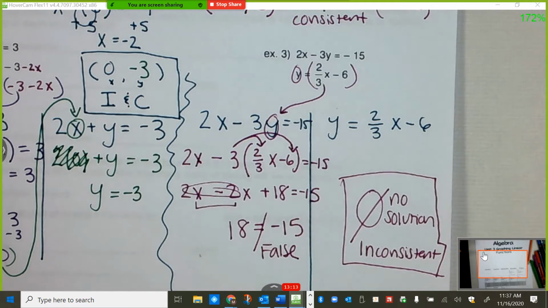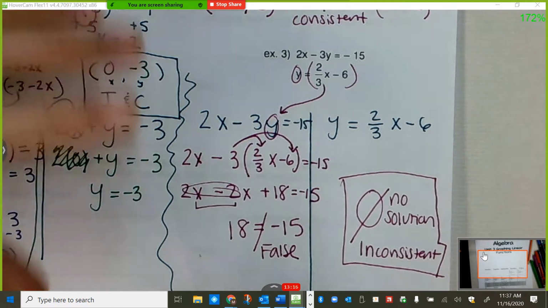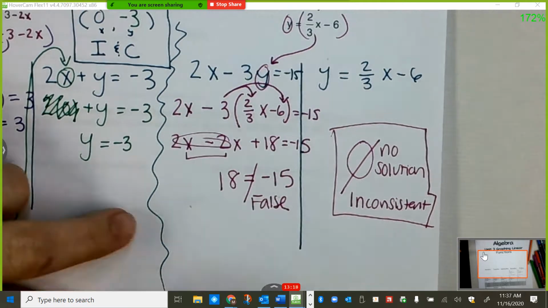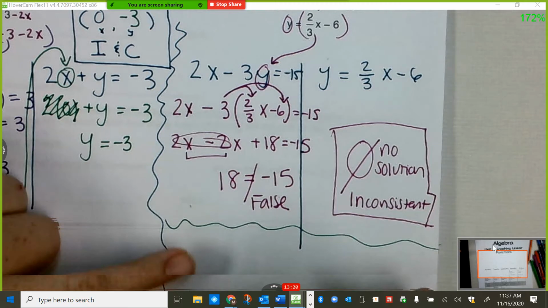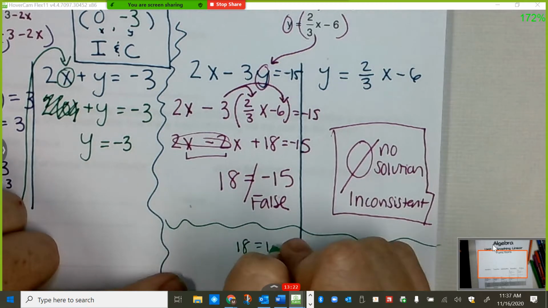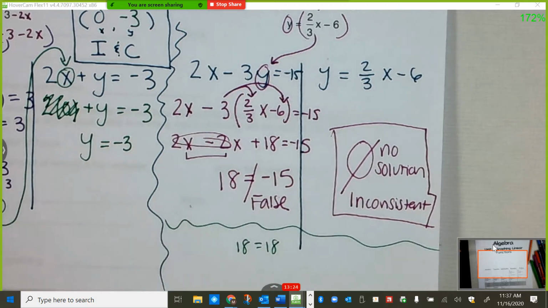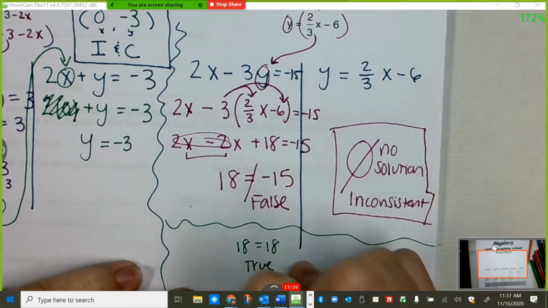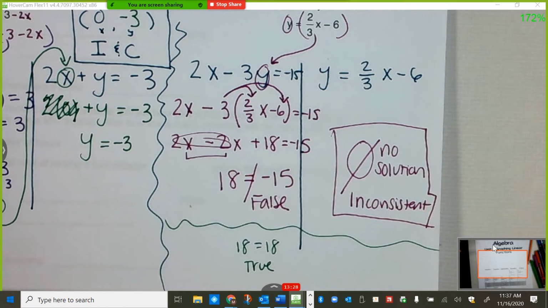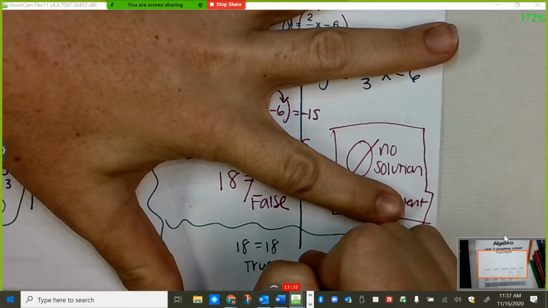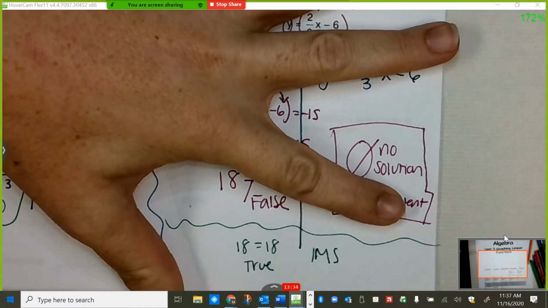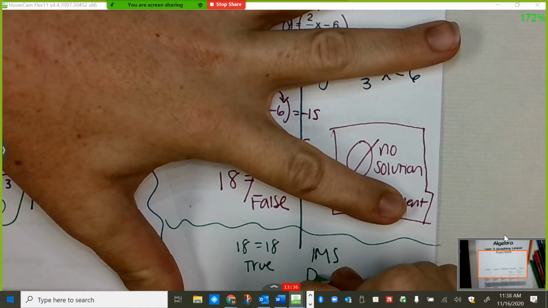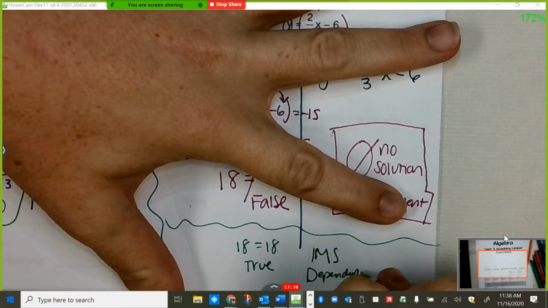Now, this is hypothetical. What if I did all that work and I got 18 equals 18? That's true. So what would my answer be? Infinitely many solutions. IMS, which means it would have been dependent and consistent. Okay.